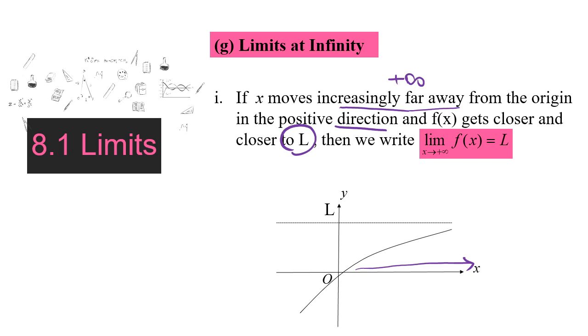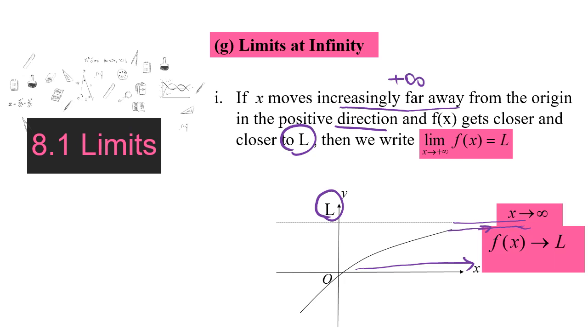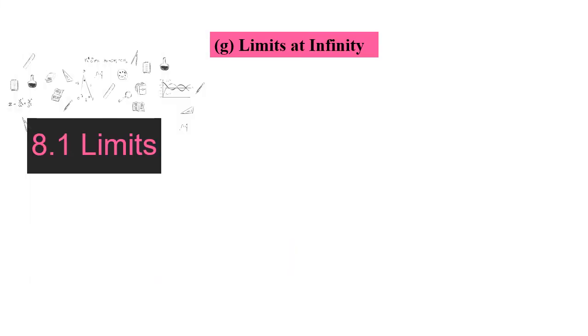So it means that x approaches positive infinity, a big value, and then f(x) will approach a certain y value. This y value is not going to be crossed, it's just approaching the y value. This is what we call the limit at infinity. As x approaches infinity, f(x) will approach the value L.